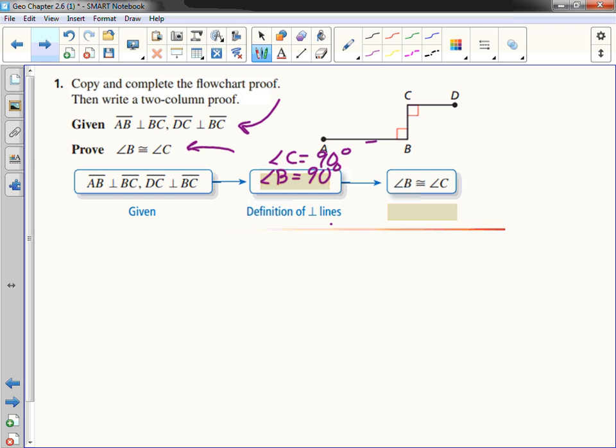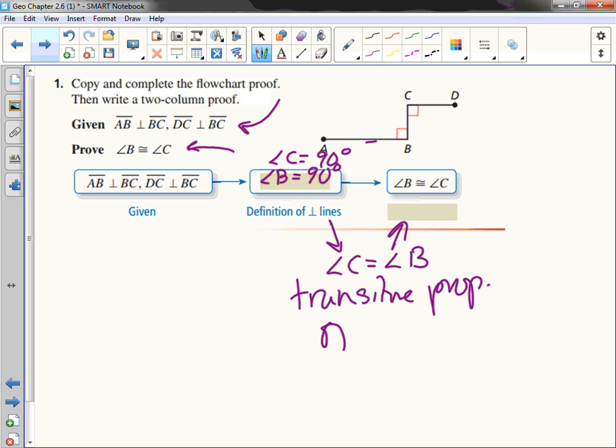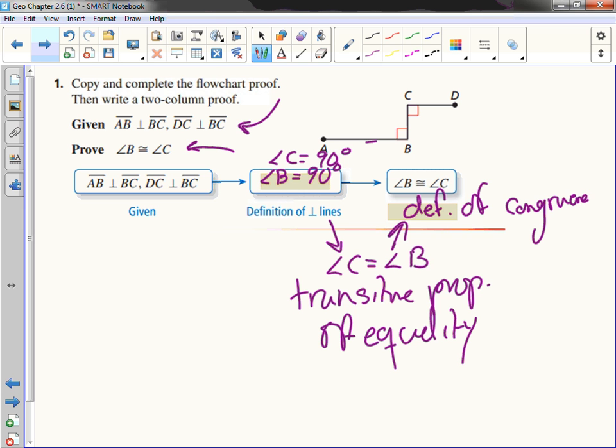So they're both equal to 90, so I'm going to add a mini step in here just so that we have it. So really what are we saying? Angle C is equal to angle B because of our transitive property of equality, and because they're equal, it means that they are congruent.